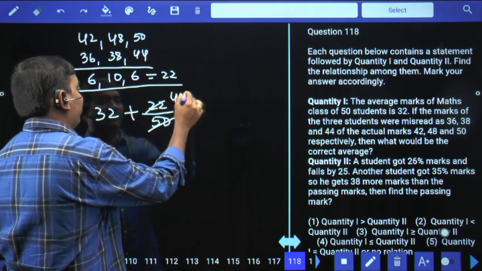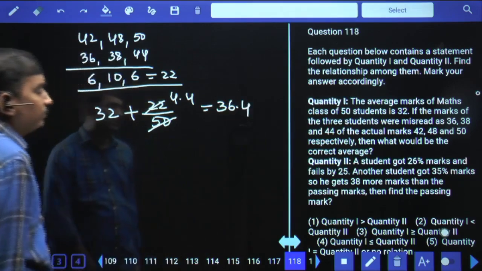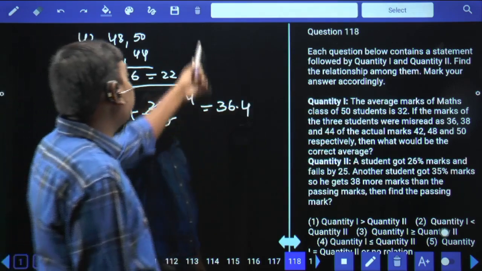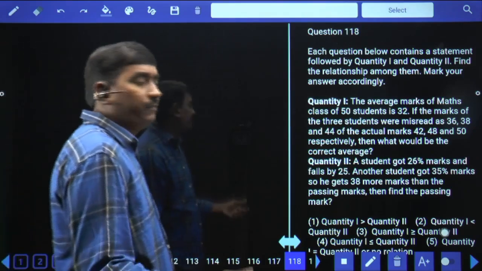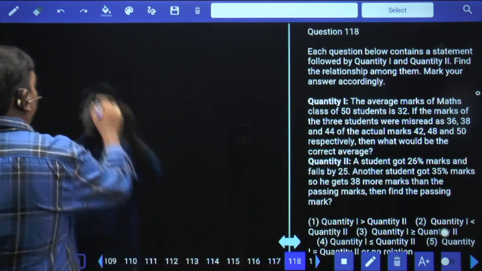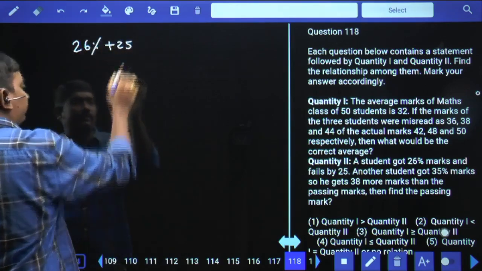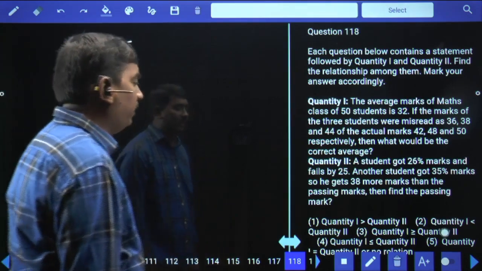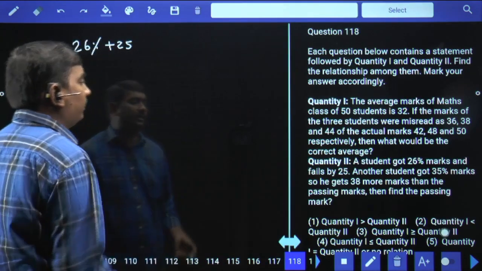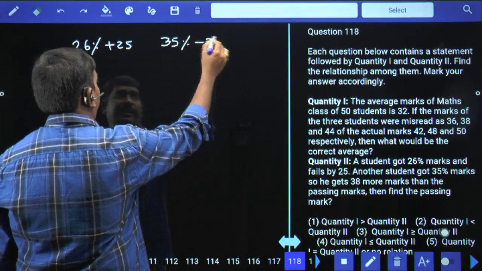4.40. So the correct average is 36.4. Quantity 2. A student got 26% marks and fails by 25 marks, which means the pass marks are 26% plus 25. Another student got 35% marks, so he gets 38 more marks than the pass marks. So the pass marks are 35% minus 38.